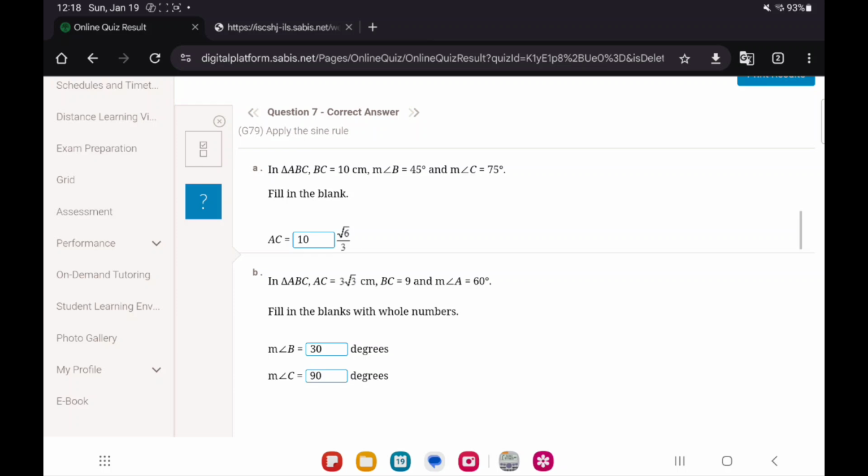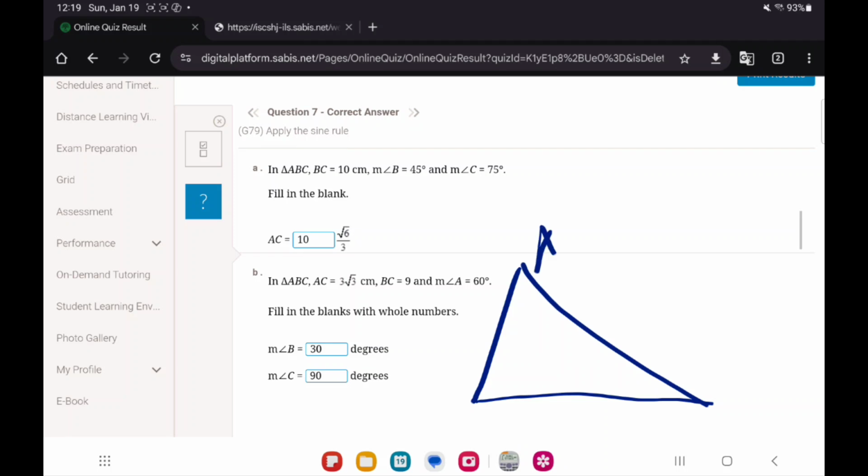Okay, now let's do B. In B, let's also draw a triangle. They didn't tell you it's right, so don't draw a right triangle. Label it A, B, and C, and let's solve. Angle A, they said, is 60 degrees. BC is 9 centimeters, and AC is 3 radical 3. They want the measure of angle B and angle C.